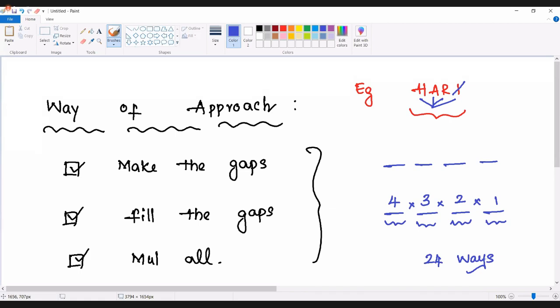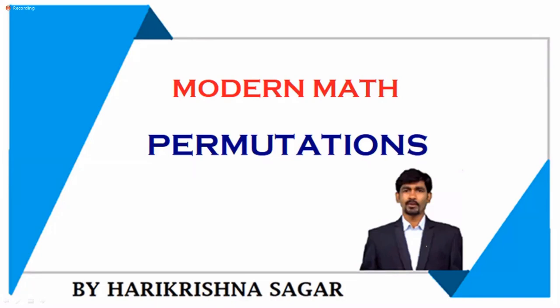Not only this, whatever the question is, you can just use the condition of making the gaps and filling the gaps and multiply all, so that you can feel very comfortable in solving the question. This is the basic prerequisite required in solving questions. Let's start the questions related to permutation. We'll understand model-wise questions, and there you will learn some new concepts in solving them.